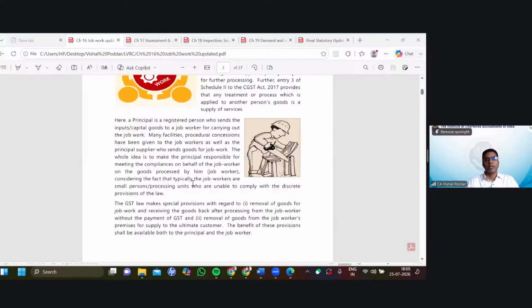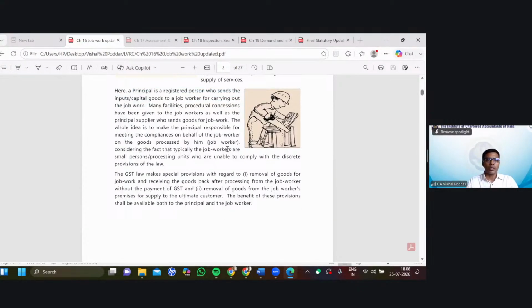Now, many times the process may be a simple process or it may be a very technical process. That makes no differentiation. The important point is that the person who is providing the goods to you, the principal, should be a registered person, and should be sending you the goods on which the processing has to be done. Many times the principal may also provide you the capital goods to be used for that processing, and using these inputs and capital goods, you are supposed to carry out the allocated work, which is the job work.